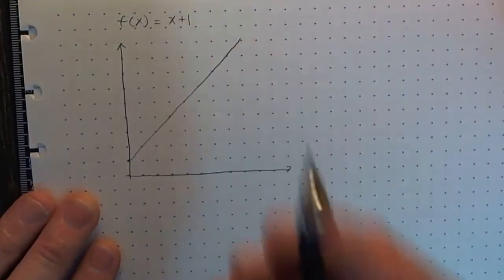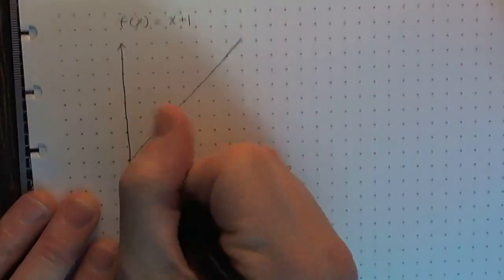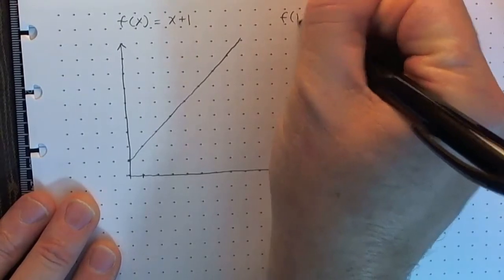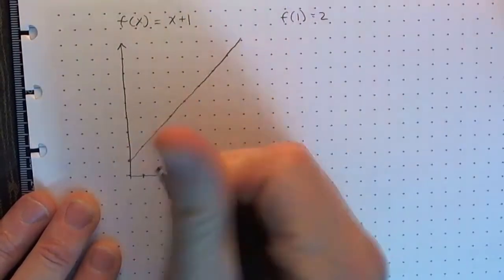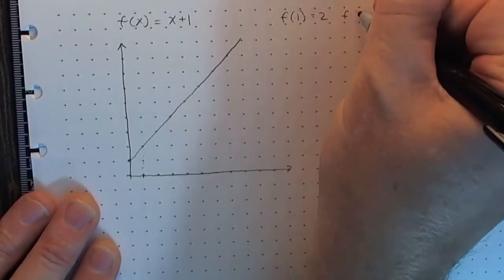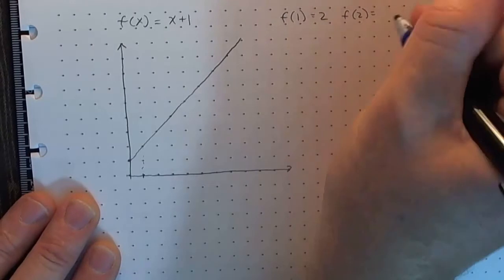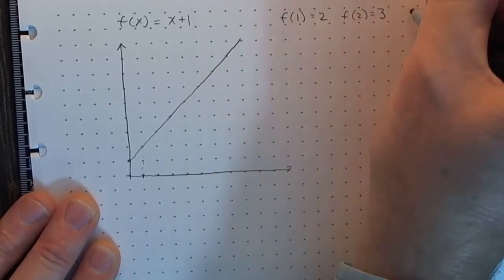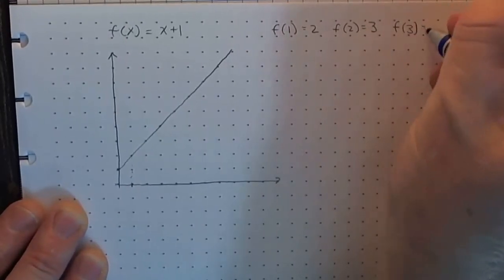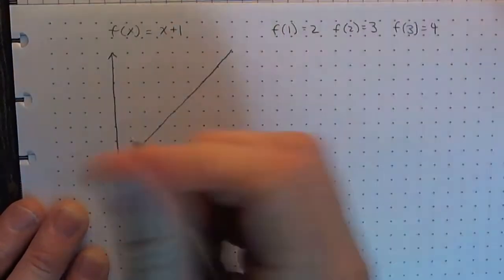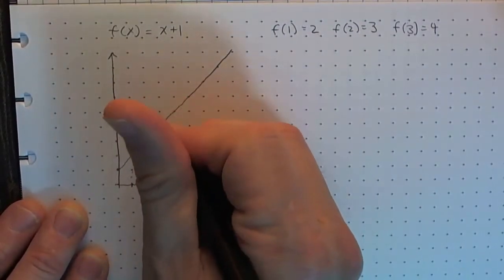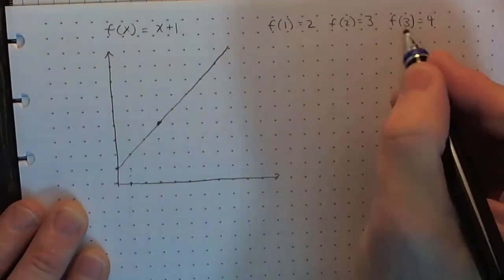Now let's suppose I want to evaluate this function at various values. For example, I want to find f of 1. Well, of course, that would be 2, and you can see it here on the graph, right? What about f of 2? Well, that would be 3, of course. And then what about f of 3? Well, that would be 4, okay? And you can see it, 1, 2, 3, 4, right there. So you can see the value at f of 3.